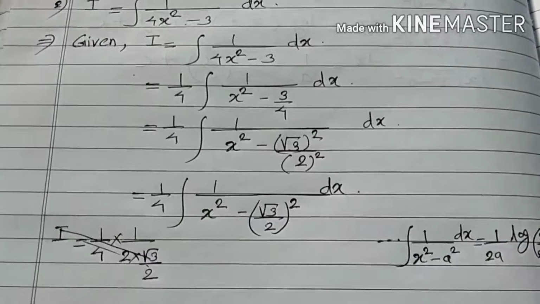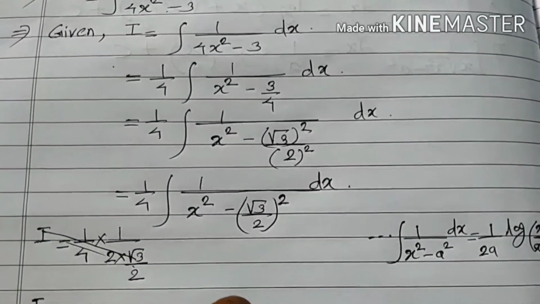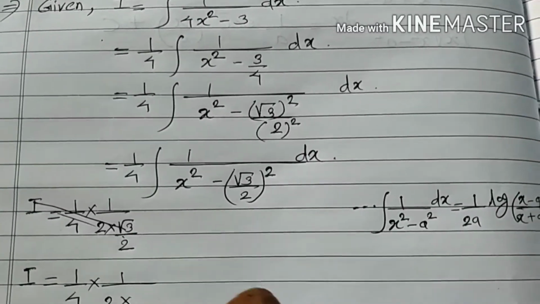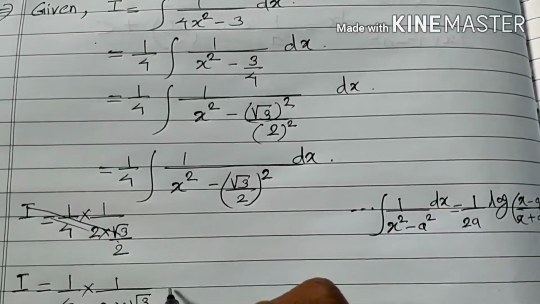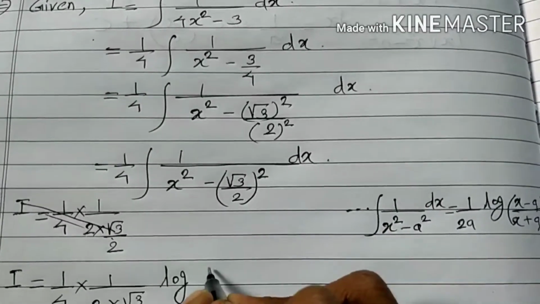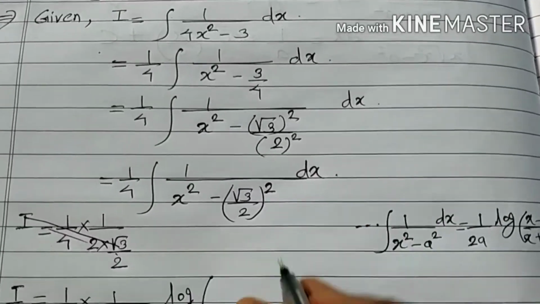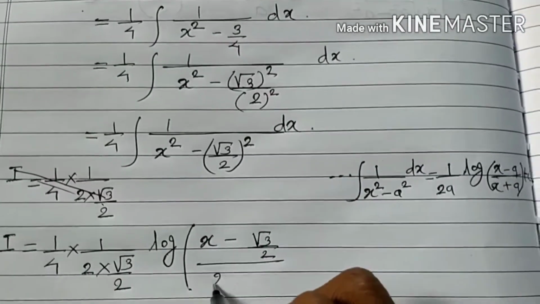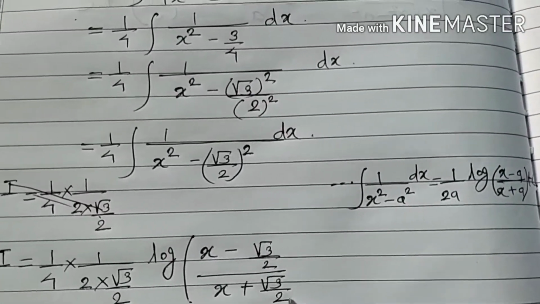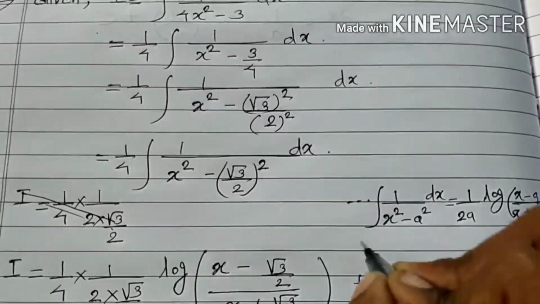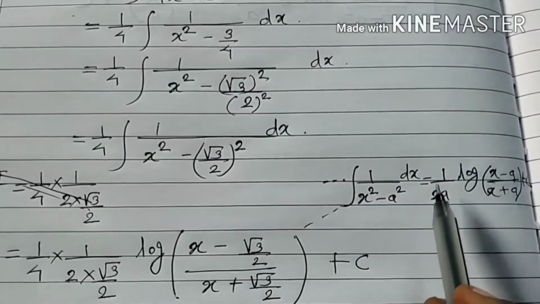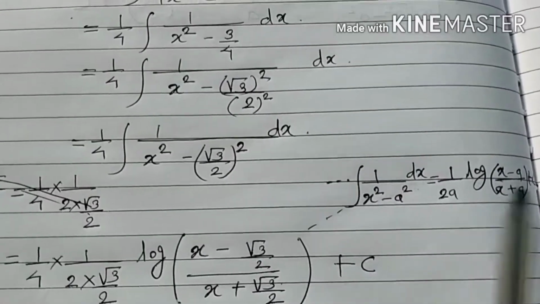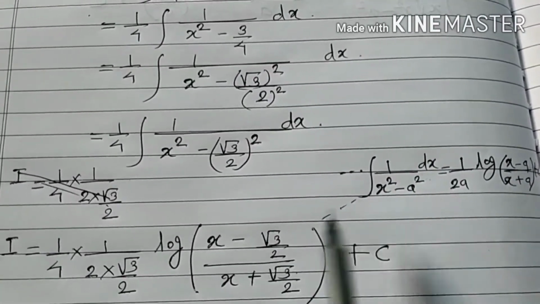Okay, we take one step. I is equal to 1 upon 4 into 1 upon 2a, so it is root 3 upon 2 into log (x minus a) upon (x plus a), so x minus a means root 3 upon 2 upon x plus root 3 upon 2, plus c. Here this formula is right here, by mistake I wrote it there, so change it.